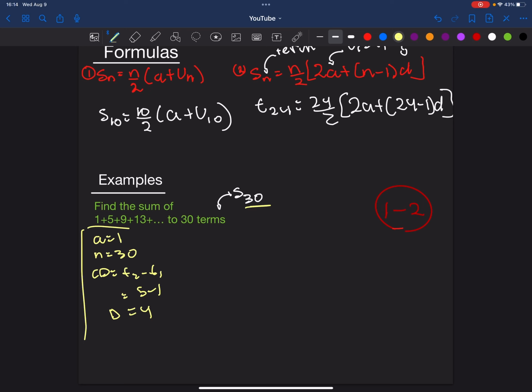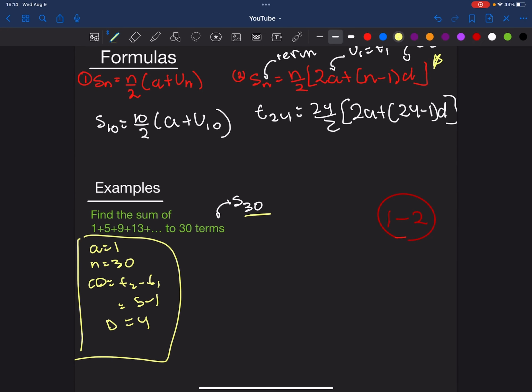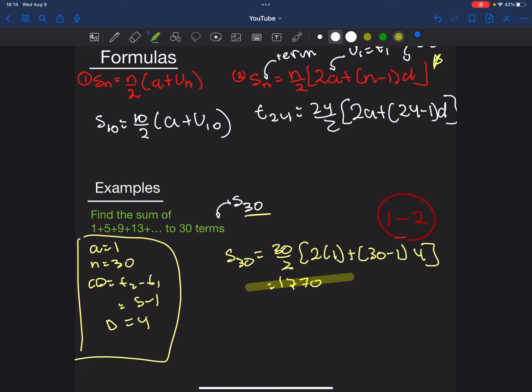So looking at the information that we know, we can see that we should use this formula because we already have all the information to find the sum of the first 30 terms. So S30 is equal to 30 divided by 2 times 2 times 1 plus 30 minus 1 times 4. Let's do the mental math quickly. 30 divided by 2 is 15 times 2 plus 29 times 4, 1,770. That's going to be your answer.